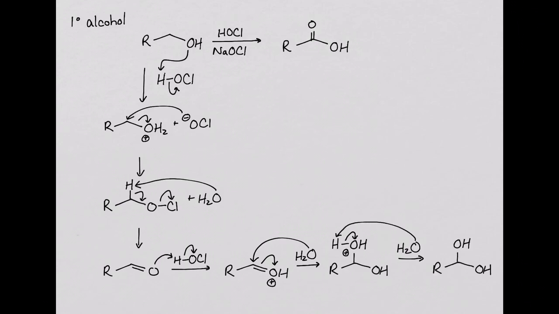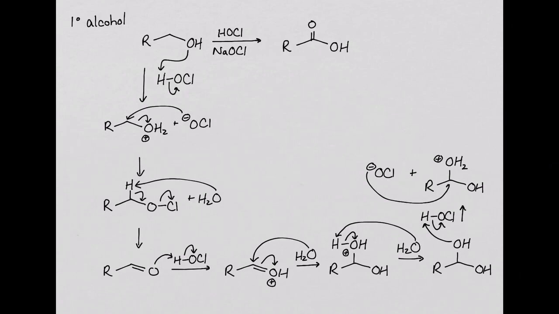This hydrate then reacts with another molecule of bleach, first protonating the alcohol, and then by attack of the hypochlorite. In the final step, water deprotonates, oxidizing the oxygen and reducing the chlorine, which produces the carboxylic acid.